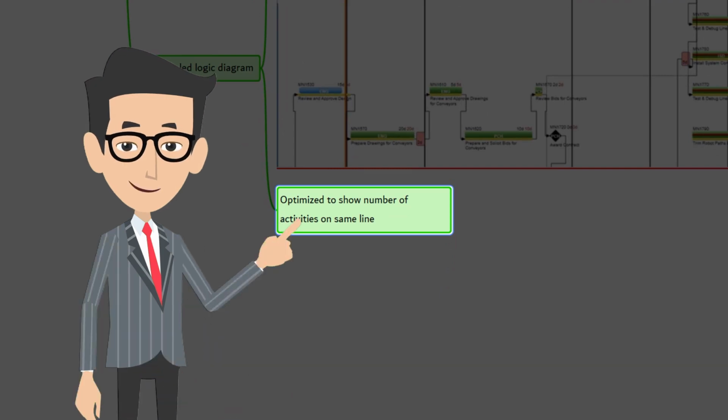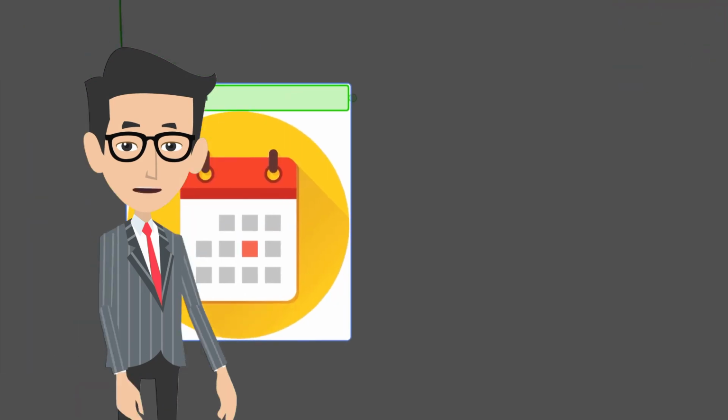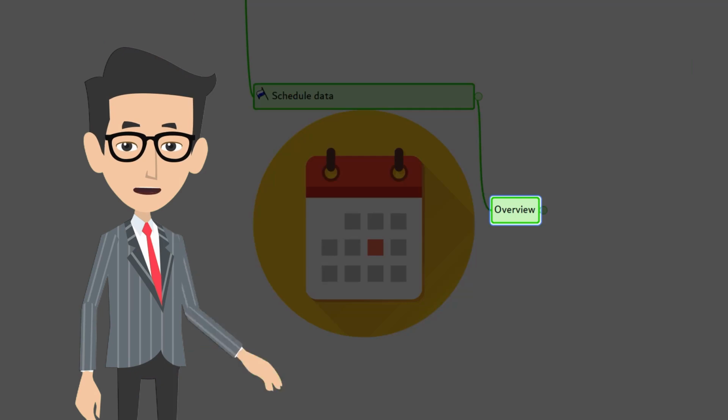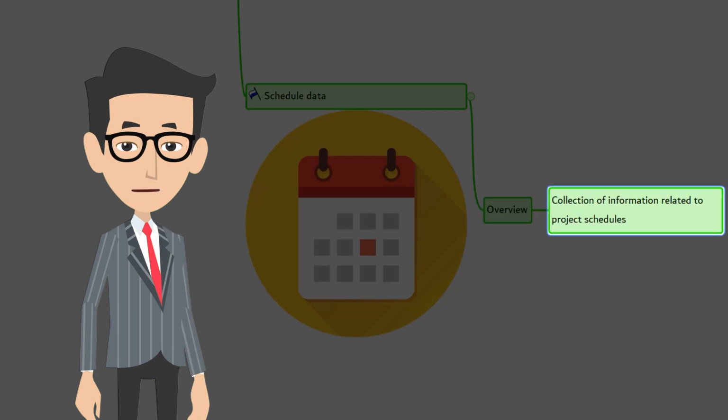diagram in sequence. The next output is schedule data. Let's start with the overview about schedule data. Schedule data is a collection of information related to project schedules such as schedule activities, activity attributes, schedule milestones, assumptions and constraints related to schedule. There may be additional data related to schedule. It's completely dependent on the type of project and the application area.